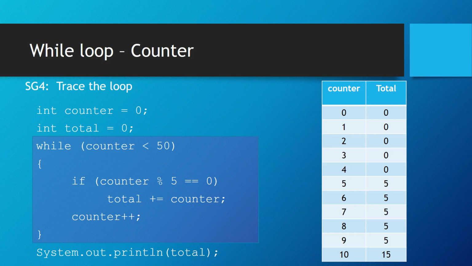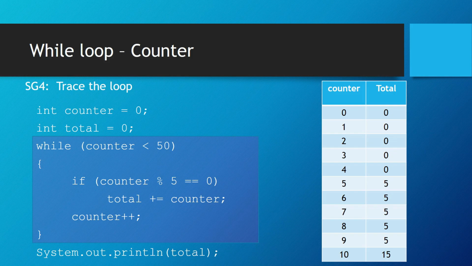0 is evenly divisible by 5. 0 mod 5 is equal to 0. So, we add 0 to the total and still have 0. 1, 2, 3, and 4 are not divisible by 5. 5 is divisible by 5, so we add the value 5 to total, and total becomes 5. 6, 7, 8, and 9 are not divisible by 5, so the total remains 5.